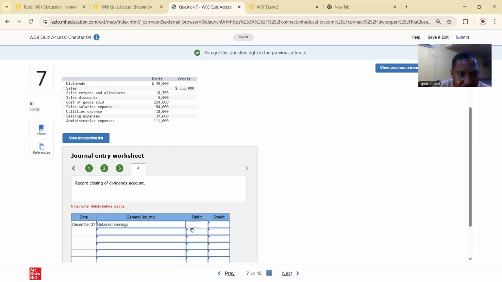And that is 39,000, which is there, 39,000, right? And so I'll debit retained earnings, then I'll credit dividends. That way, dividends will have reduced and it's closed. And so I fix the same amount, 39,000. That is it.